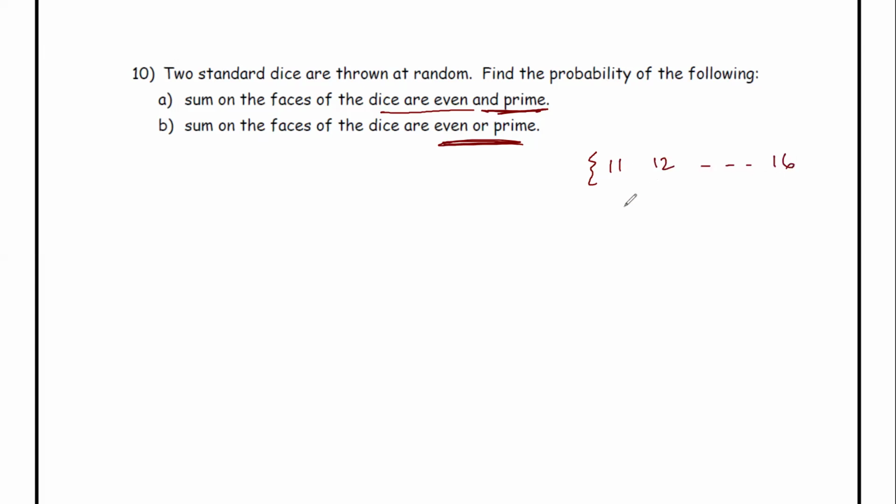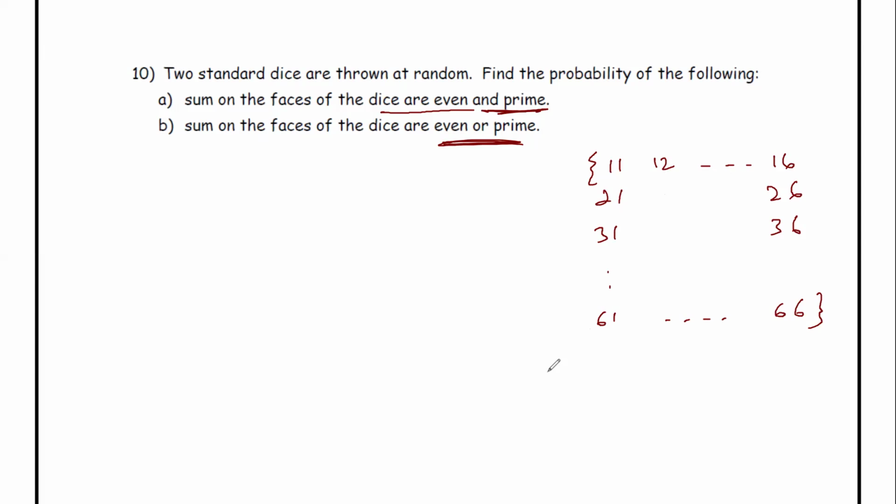Whenever you roll two dice, these are the outcomes you can get: 1 1, 1 2, 1 3, 1 4, 1 5, 1 6, 2 1 up to 2 6, 3 1 up to 3 6, and like that 6 1, and then 6 5, and then 6 6. So like that you have 36 outcomes. These are the pairs of numbers that show up whenever you roll two dice.